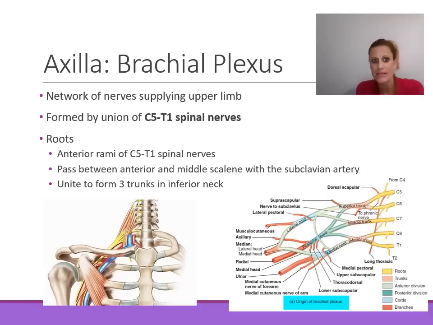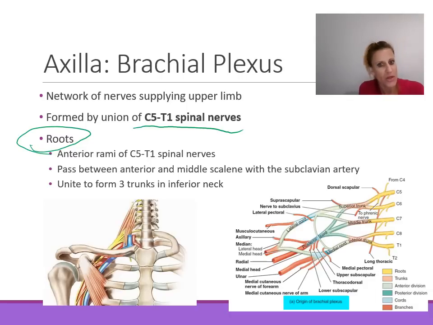The brachial plexus refers to the network of nerves that supply the upper limb. The brachial plexus is formed by the union of the anterior rami from the C5 through T1 spinal nerves. The anterior rami of the C5 through T1 spinal nerves form the roots of the brachial plexus.